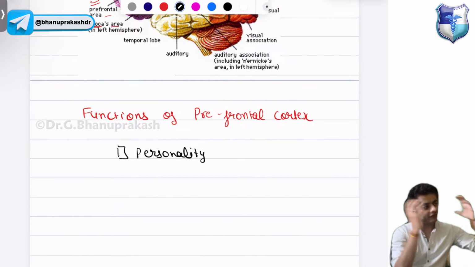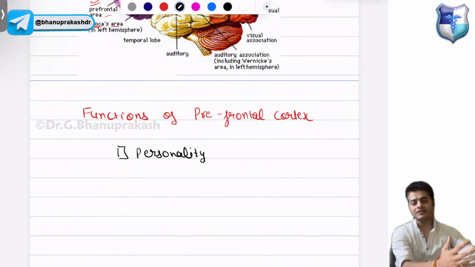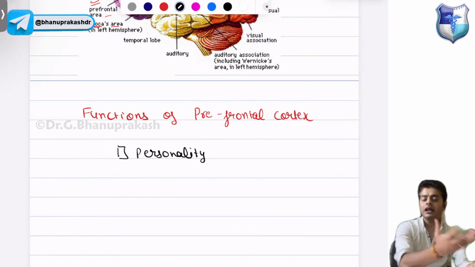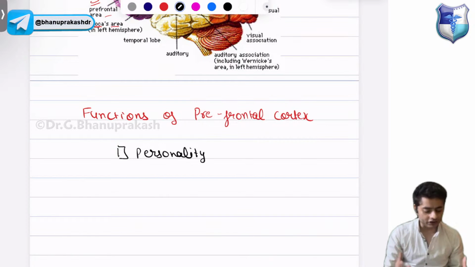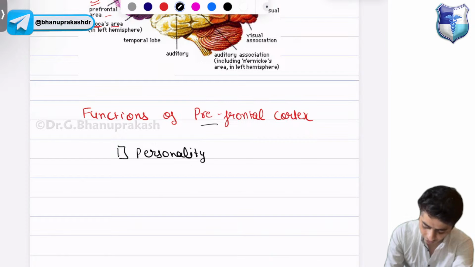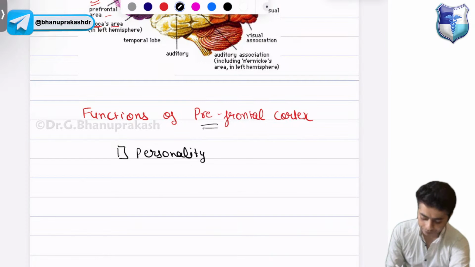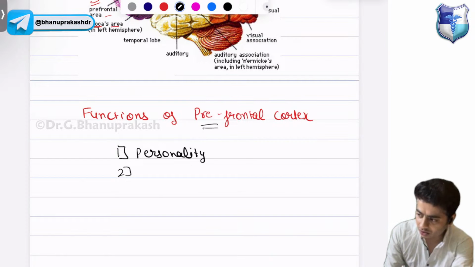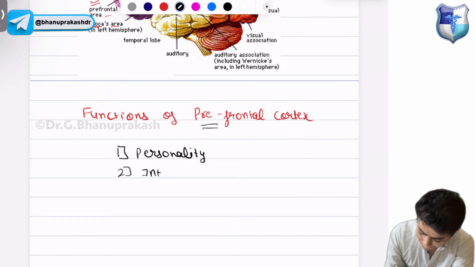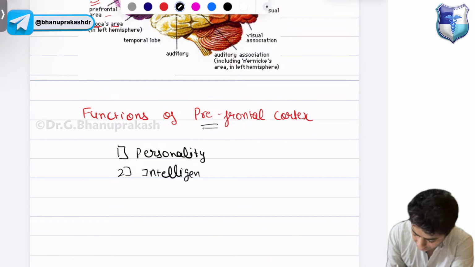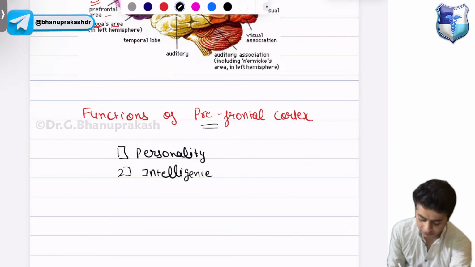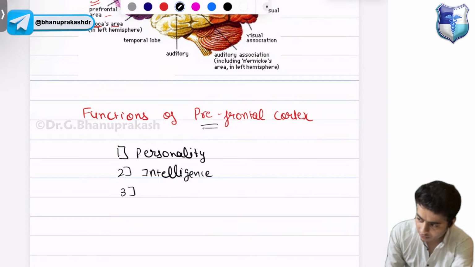So if you think that someone is having good personality, he is good at some skills, and you are not, it means that he or she has a good prefrontal cortex. So who you are, it is decided by your prefrontal cortex. Okay. Second after personality is your intelligence. Third is your executive function.